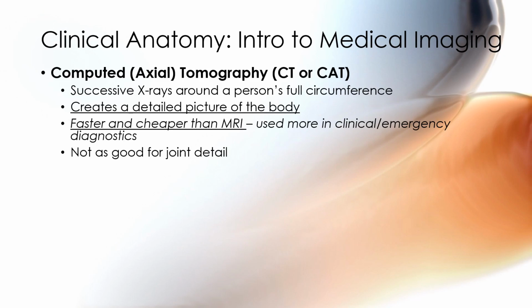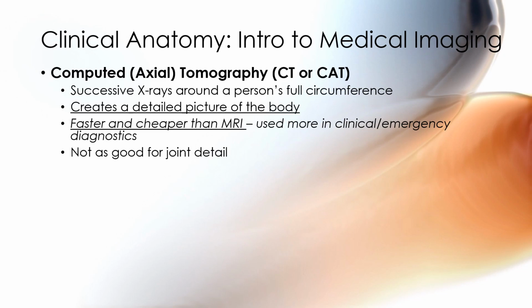So the next medical imaging we use, and we use it more often in emergent situations, is a computed tomography or computed axial tomography, and that's a CT or a CAT scan. Okay, so it is an X-ray, but what you do is you shoot successive X-rays around the body so that you develop a three-dimensional X-ray, essentially. So this also gives you a very detailed picture of the body. It's much faster and much cheaper than an MRI.